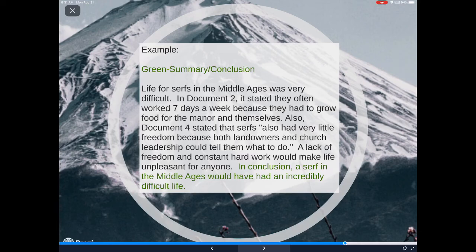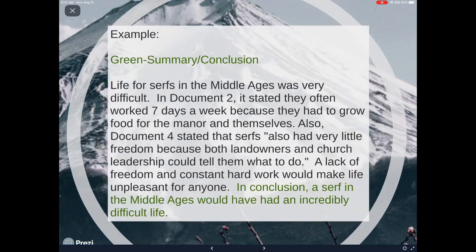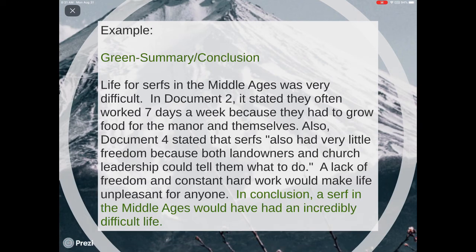We just want to sum it up, like say it louder for the people in the back in case they aren't getting it, okay? But we see how our topic sentence, life for serfs in the Middle Ages was very difficult, reflects our summation sentence. In conclusion, a serf in the Middle Ages would have had an incredibly difficult life. So they look kind of like each other, but they're not the exact same thing. They're saying the same thing, but they're not written exactly the same, and that's important.